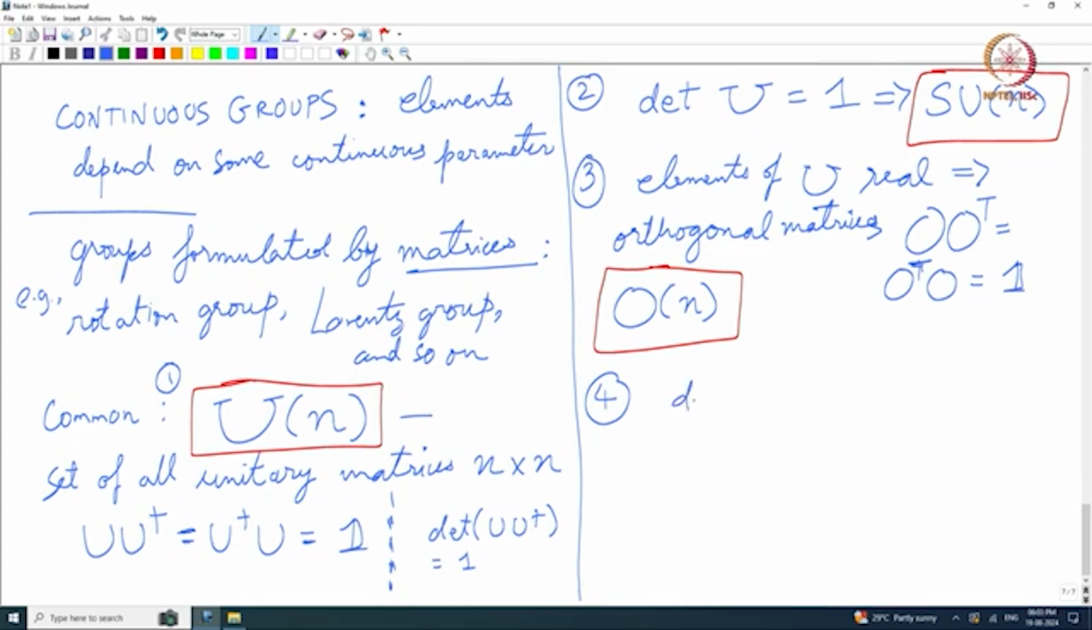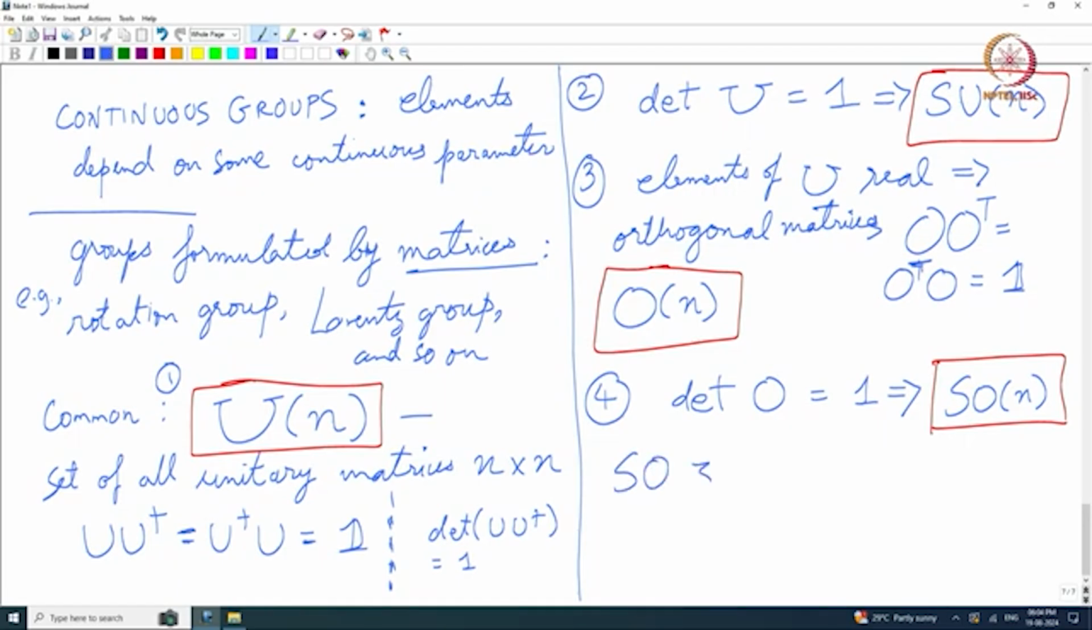Similarly here, if the determinant of the orthogonal matrix happens to be 1, then by the same token that group is called just SO(N), the special orthogonal group, alright. Have we seen any SO group before? Are we familiar with the SO group from somewhere? Have we seen in particular the SO(3) group?